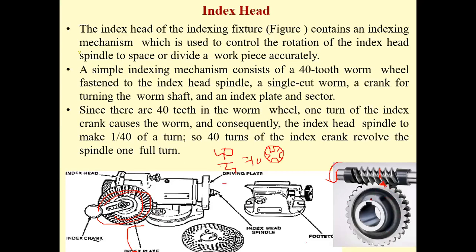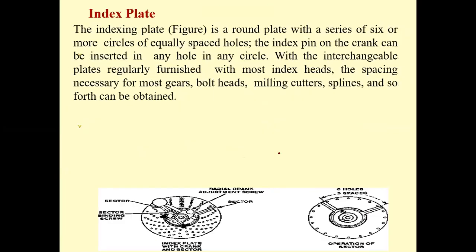If you want to rotate only 1/4th time, so 40 divided by 4, how many sides you need to divide? That is the number of rotations you want to make. This simple mechanism is called an indexing head. So how does this indexing head work?